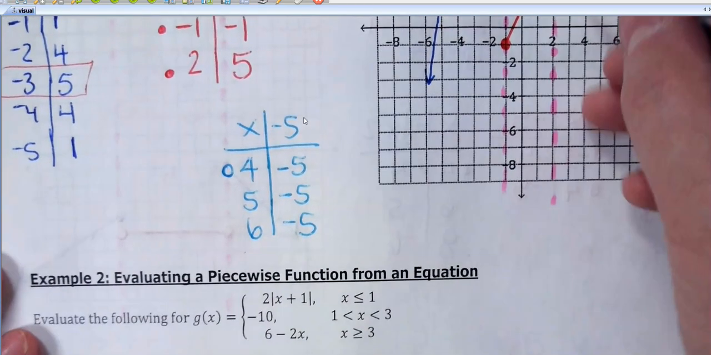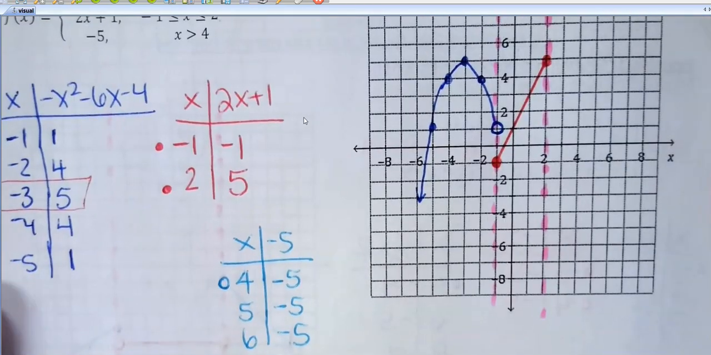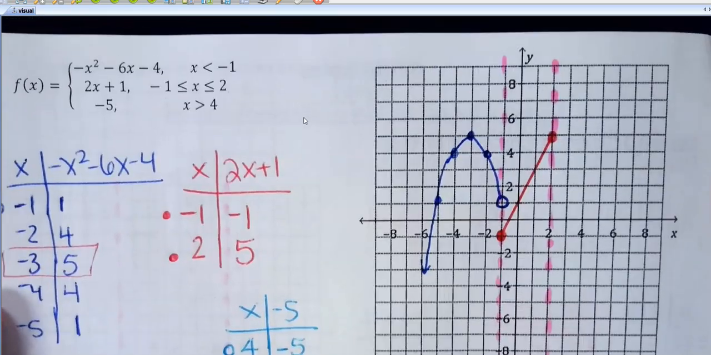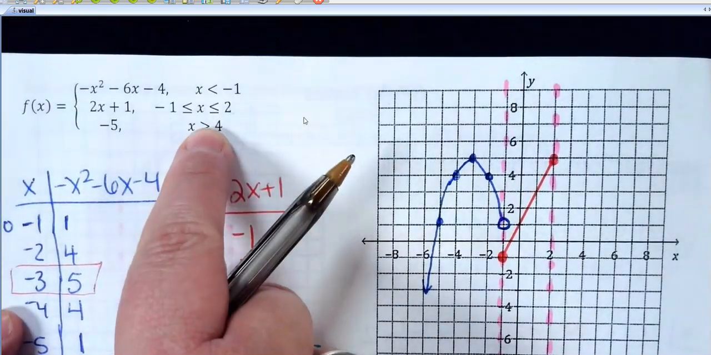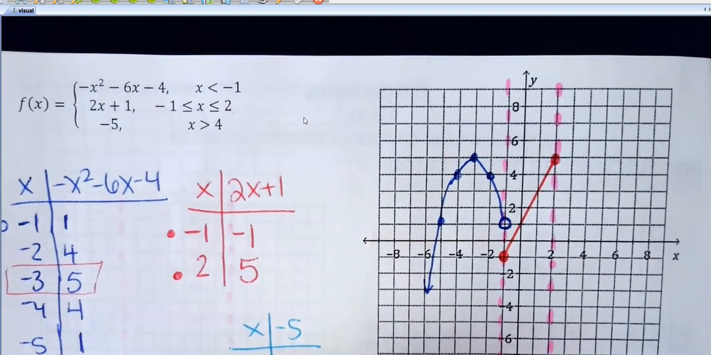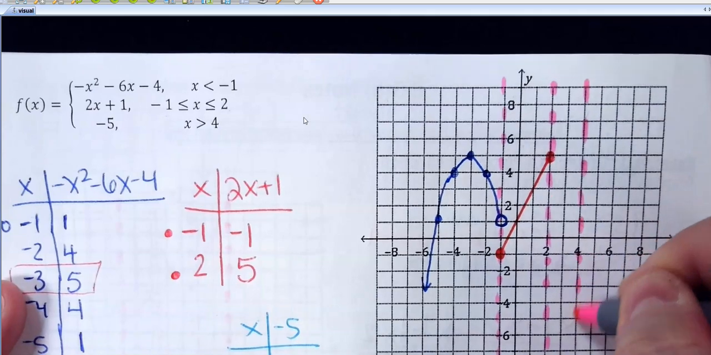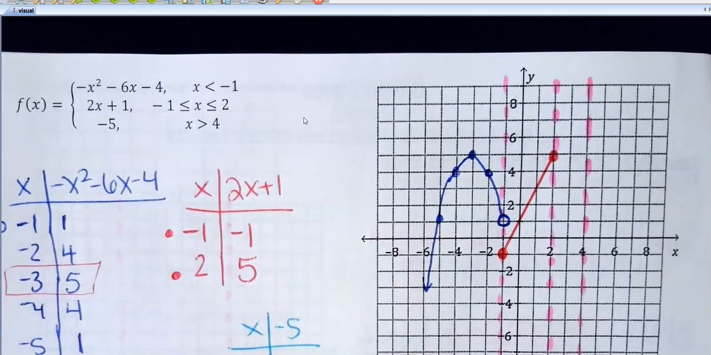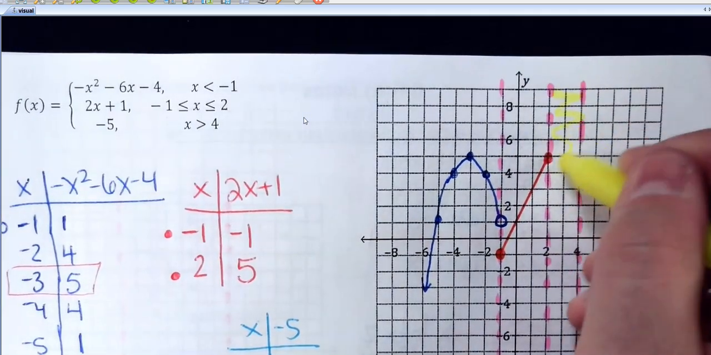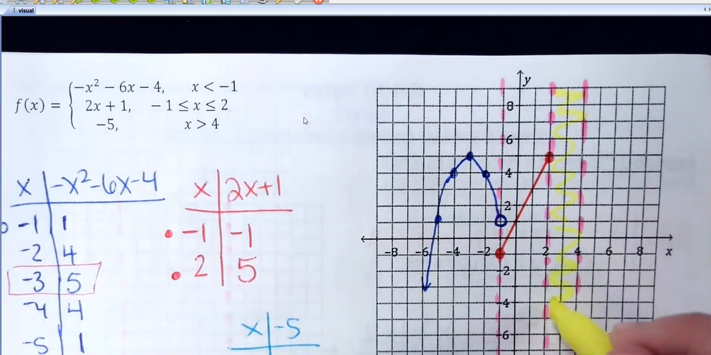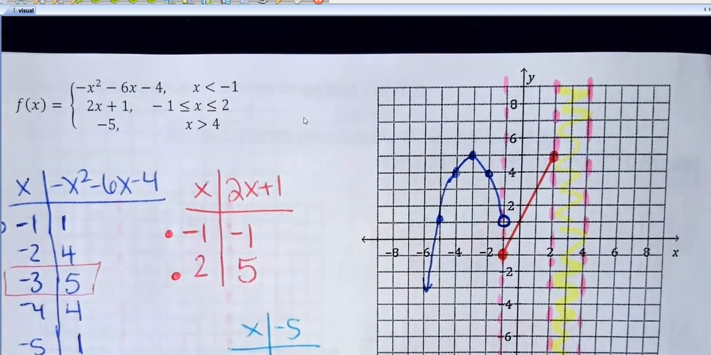Now, that piece starts at 4, right? So there's actually a gap in the graph here where you don't have anything. In between the 2 and the 4, it's not defined here. So if I told you to evaluate that function for 3, you'd have to tell me it's not defined because there's no graph in any of those pieces that's in between the 2 and the 4. And that's okay. They don't have to connect. There can be a gap.